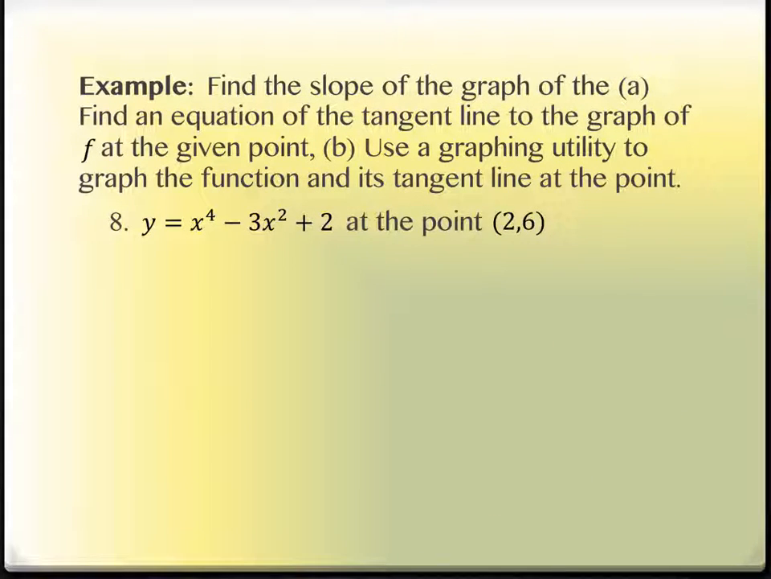Okay, this one says find the slope of the graph of the... I think that there was a typo. I don't think I got this erased out. You mark that out. Okay, part A, find an equation of the tangent line to the graph of f at a given point. And then B, use the graphing utility to graph the function and its tangent line at that point. All right, so it's talking about tangent lines. Tangent lines talk about finding slope, okay?